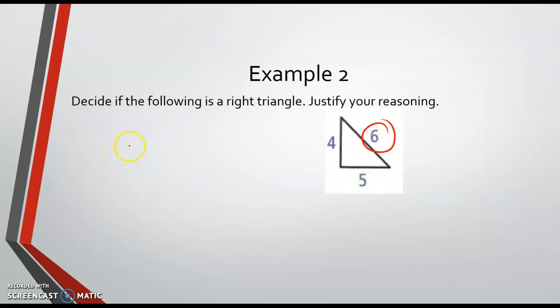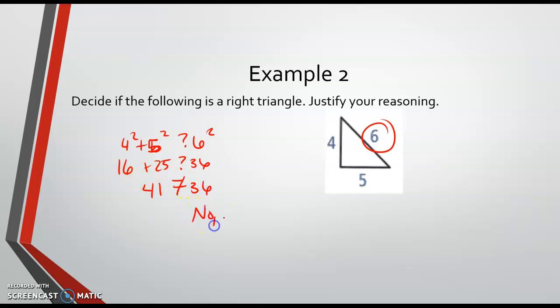Next, largest side, 6. So I'm going to do 4 squared plus 5 squared, oops, not b squared, 5, question mark 6 squared. So that would be 16 plus 25, question mark 36. Well, 16 plus 25 is 41. 41 does not equal 36. So this is not a right triangle, so no.